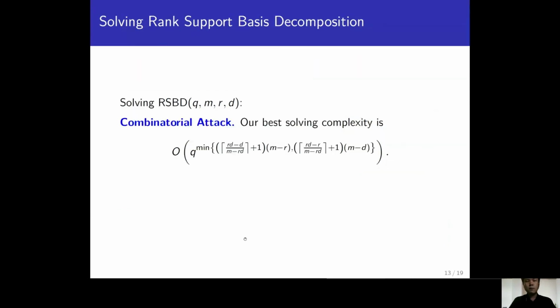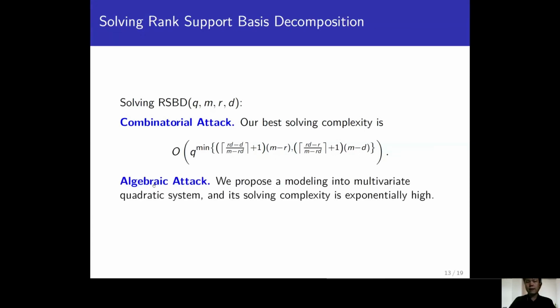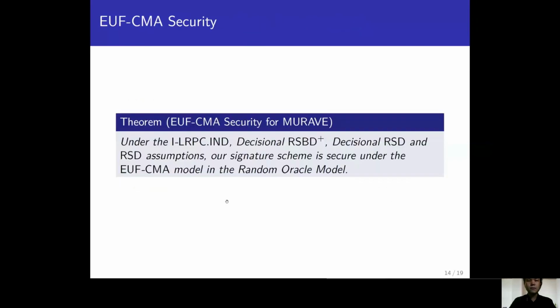In this paper, we also talk about some strategies to solve this RSBD problem. We have a combinatorial attack, and our best solving complexity is of this exponential form. We also consider an algebraic attack on this problem, so we propose a modeling into a multivariate quadratic system, and its solving complexity is exponentially high. The details will be covered in the paper. Under all these assumptions, we have shown that our MURAVE has achieved EUF-CMA security in the random oracle model.